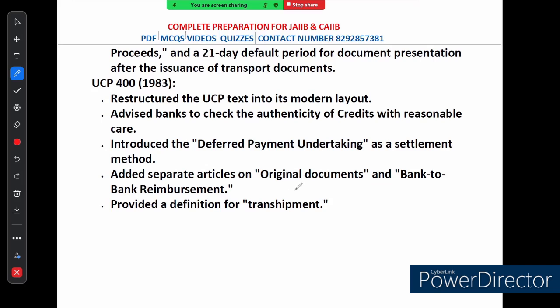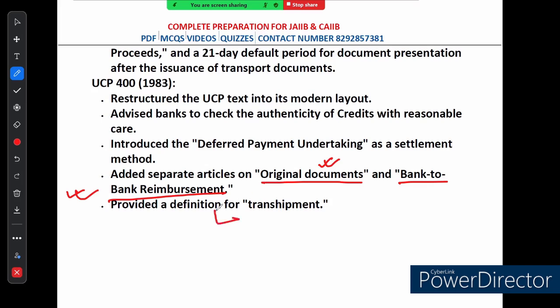This version also added a separate article on original documents and bank to bank reimbursement. These additions clarified the role and responsibility of banks when handling original documents and processing reimbursement between banks. Two things here: original documents and processing reimbursement between the banks. By clearly defining these processes, UCP 400 helped reduce misunderstanding and disputes.